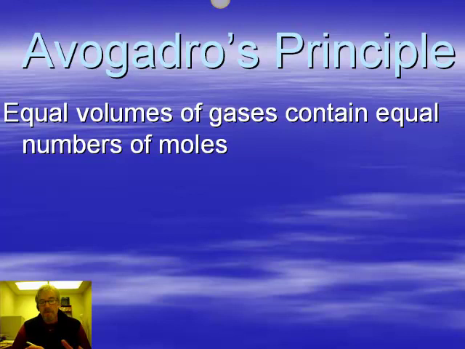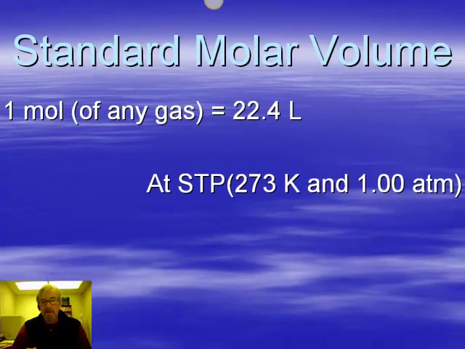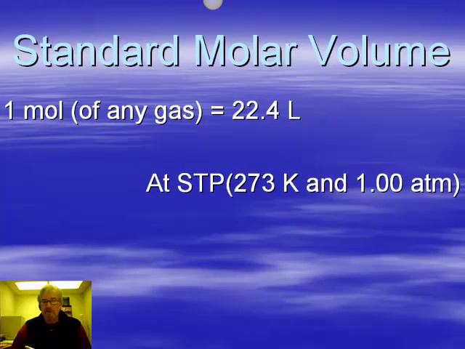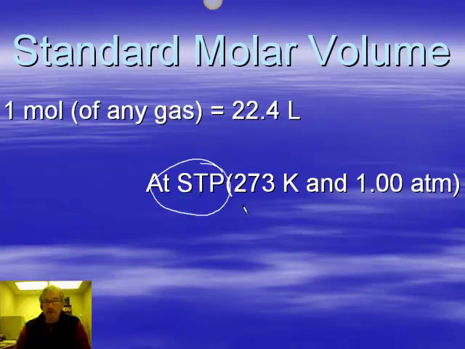An important consequence of this is something that we call standard molar volume. 1 mole of any gas, it doesn't matter what gas it is, will take up 22.4 liters at this set of conditions that we call standard temperature and pressure. Standard temperature and pressure is abbreviated STP, and the standard temperature is 273 kelvins, and the standard pressure is 1 atmosphere.